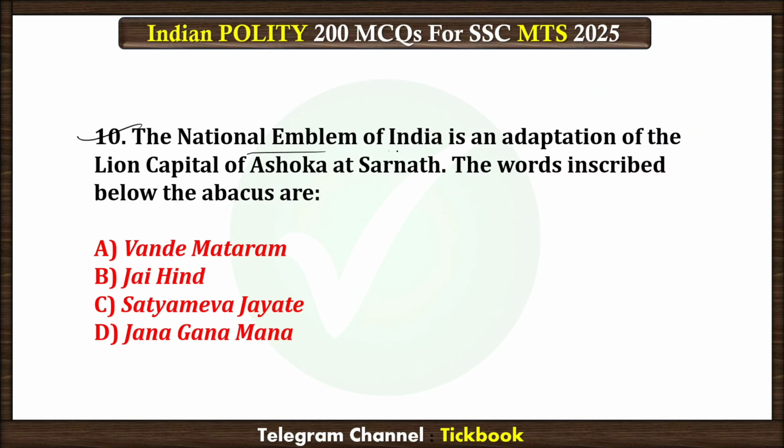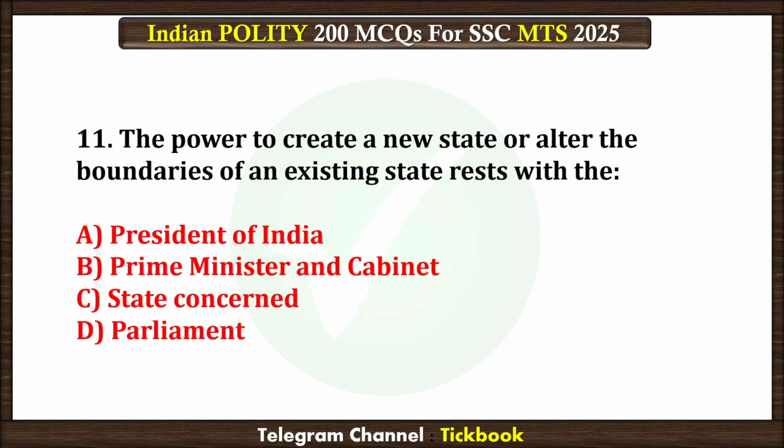10. The national emblem of India is an adaptation of the lion capital of Ashoka at Sarnath. The words inscribed below the abacus are... Option number C, Satyameva Jayate. 11. The power to create a new state or alter the boundaries of an existing state rests with the... Option number D, Parliament.